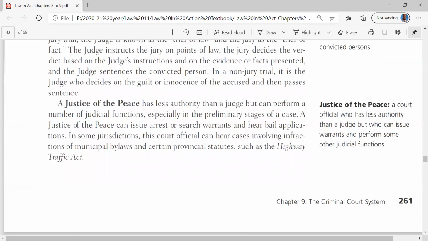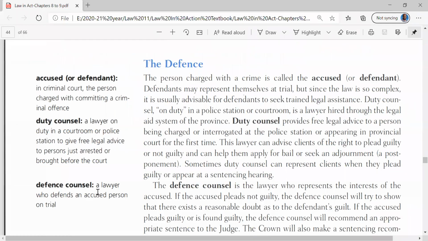A justice of the peace is a court official who has less authority than a judge, but can issue warrants and perform some judicial functions, right? So if I'm a police officer and I want to arrest Nate, I may go to the Justice of the Peace to get a warrant. I say, Nate's been selling drugs out of his house. I've got evidence from that. I've got witness accounts of them happening. I've got all this stuff. I want a warrant to enter his house. Okay, enter his house. You can search here, you can search here, but not there, right? So that's where you go to the Justice of the Peace, and their job is to do that.